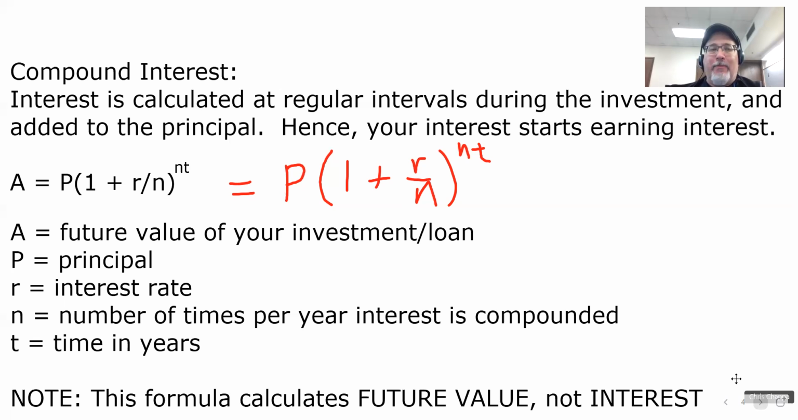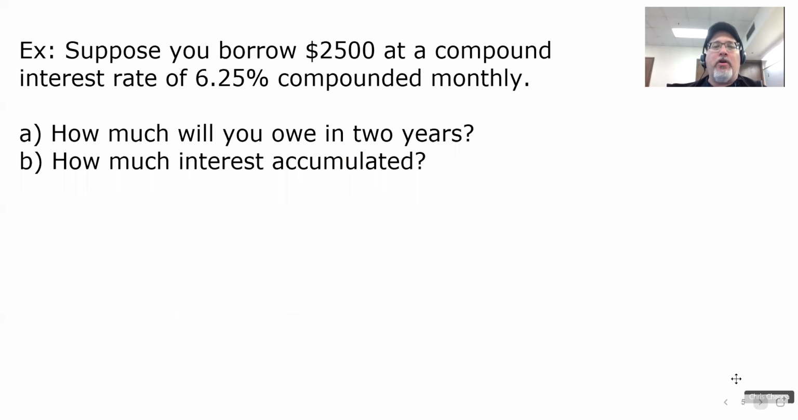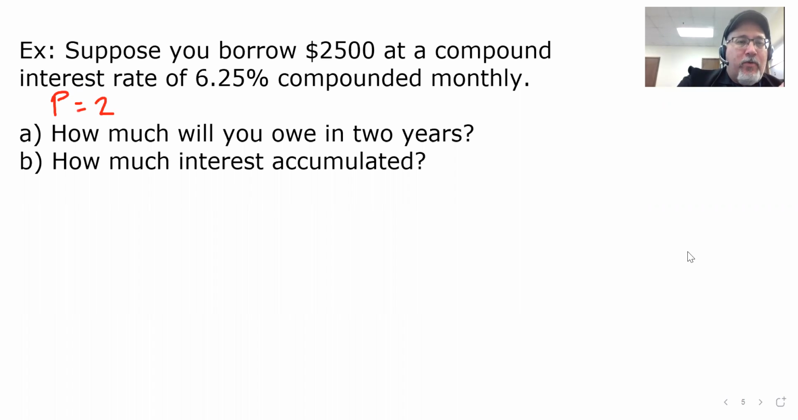Let's take a look at an example. Suppose you borrow $2,500 at a compound interest rate of 6.25% compounded monthly. How much will you owe in 2 years? How much interest accumulated? It sounds funny, but we'll leave it like that. All right, let's identify all the pieces that we're given. The first piece that we're given is the principal. We're borrowing $2,500, so we're flipping it. We're doing a borrowing money problem.